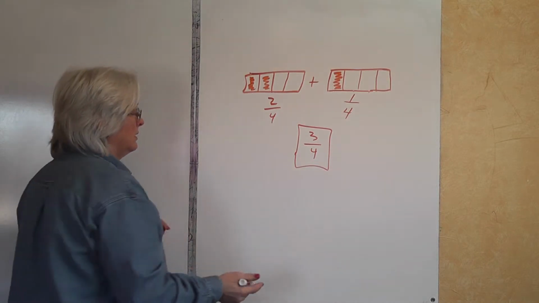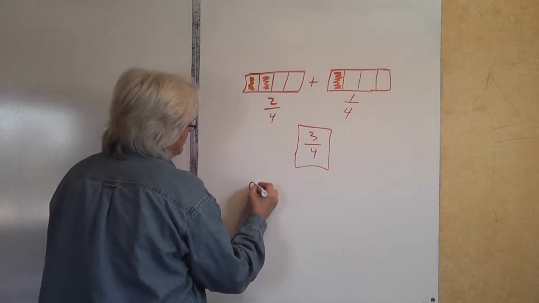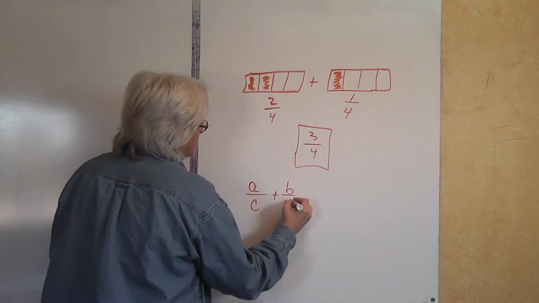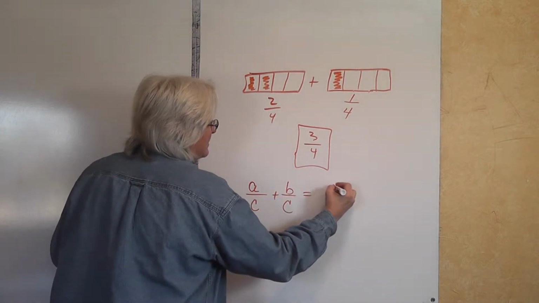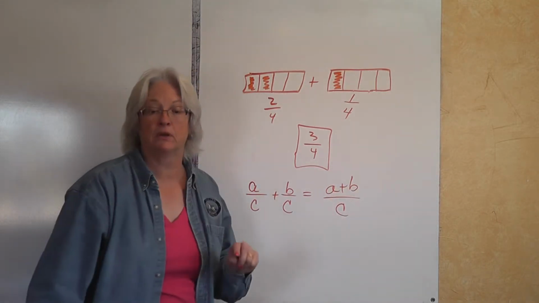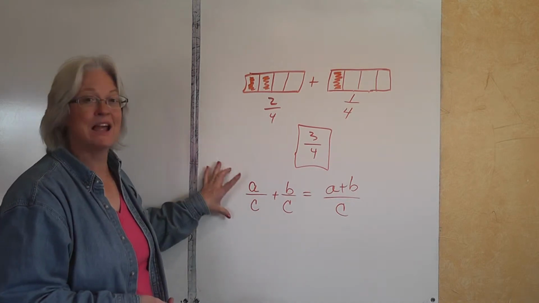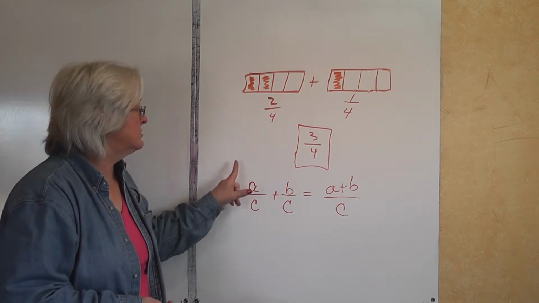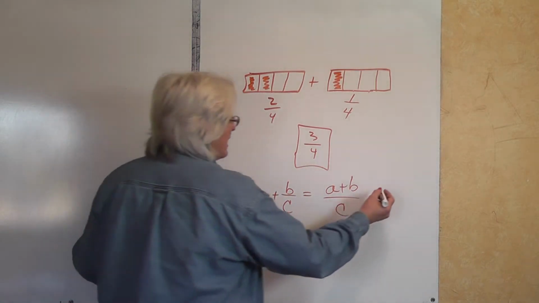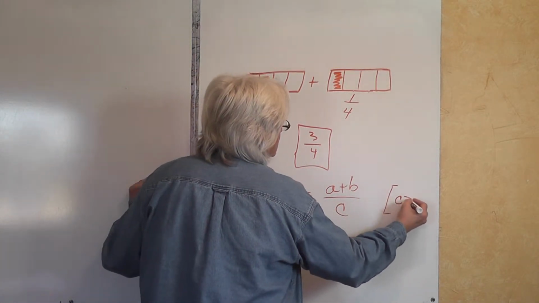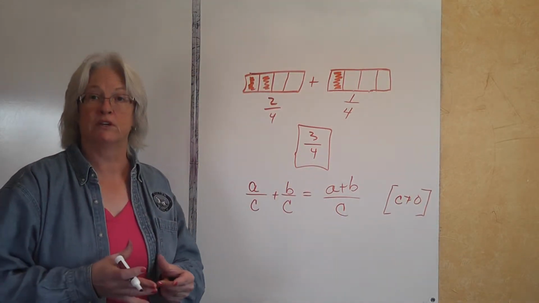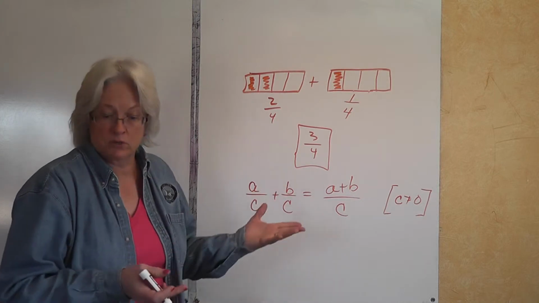What did we do? If we had two fractions with the same denominator, we added the numerators together and we kept the denominator. This is the algebraic way that we would describe what we've done here. Of course we have to put the little caveat in here that C can't be equal to 0, because if C were equal to 0, then we would be dividing by 0, which of course we know we can't do.